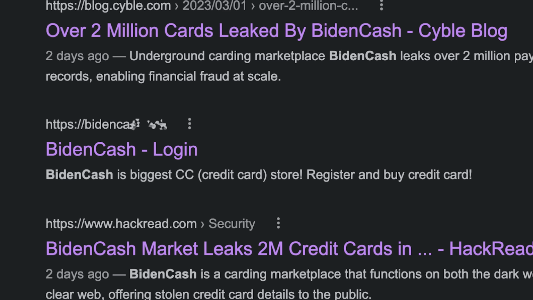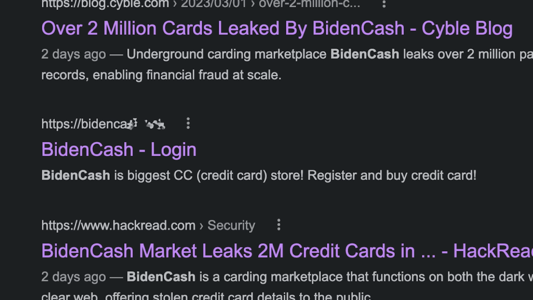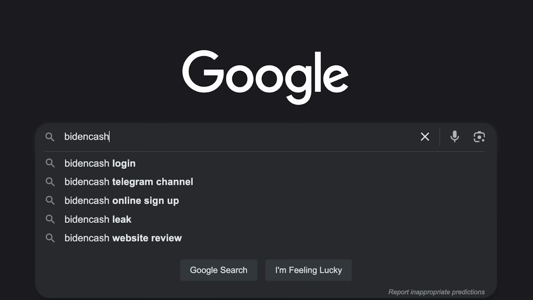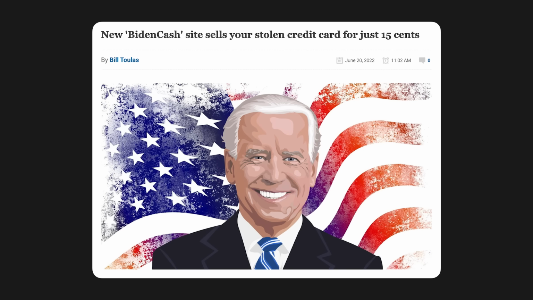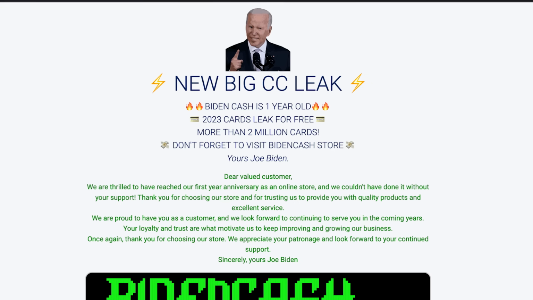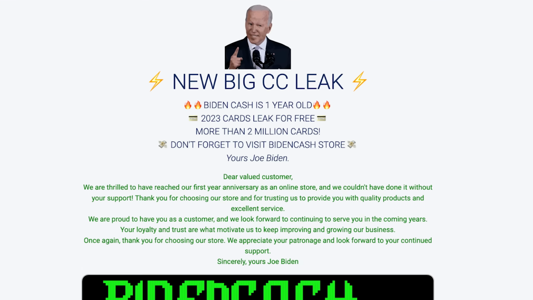The marketplace had a ClearNet domain, and much of the time it was being indexed by Google, so it was easy for noobs to just Google the site and to try their hand at credit card fraud. Famously, BidenCash was selling stolen credit cards for as little as 15 cents. The marketplace repeated their free credit card stunt on their first birthday, but this time giving away 2 million cards.